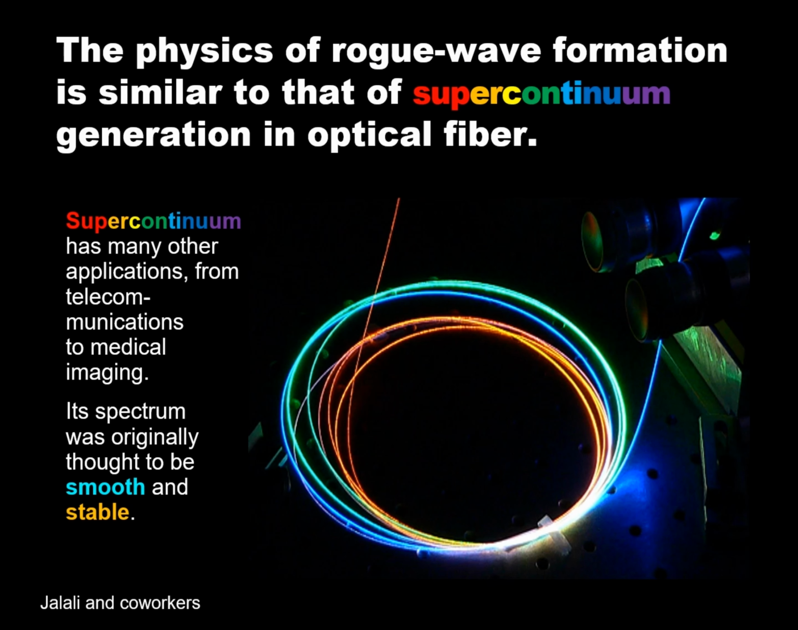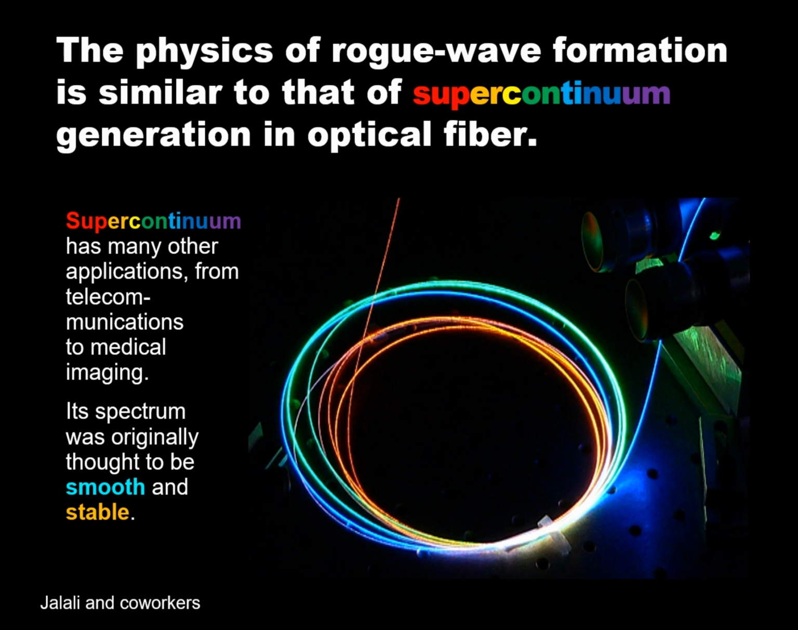Interestingly, Jalali and coworkers recently showed that the physics of oceanic rogue waves is similar to that of optical rogue waves, which occur in supercontinuum generation in optical fibers. While it's very easy to measure an oceanic rogue wave, they're hard to miss, measurement of an optical rogue wave isn't so easy.